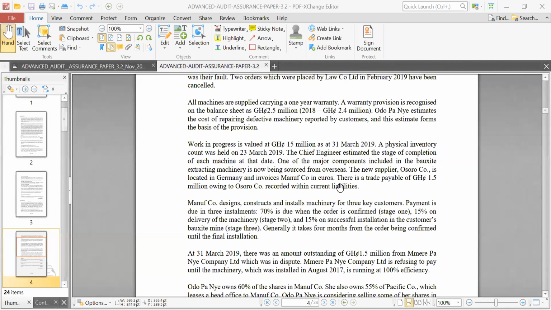Another audit risk is what we are talking about in terms of how to estimate work in progress.